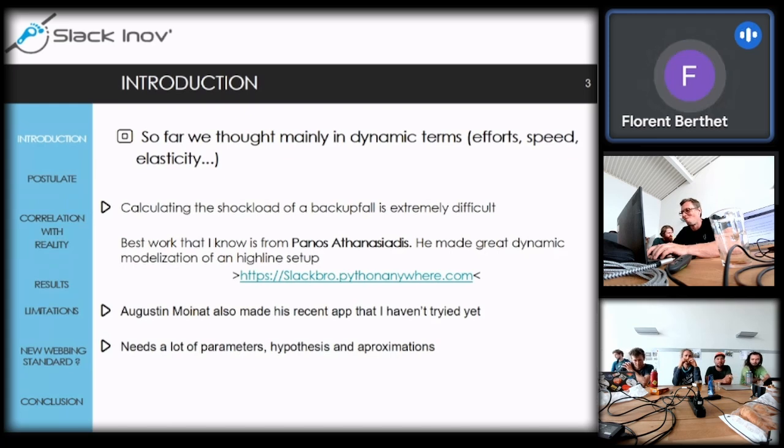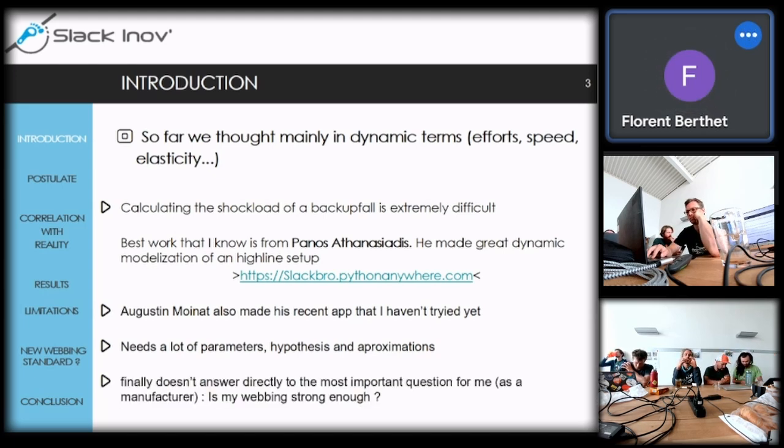But all of those calculations need a lot of parameters, hypotheses, and approximations. For example, the hypothesis that Augustin told about is the shape of the elasticity curve, that is not at all representing the reality. So I wanted to make something easier to calculate, and what I just need to know is: is my setup safe or not? I don't need to know any of the numbers, let's say height of fall, velocity, peak force, or whatever. That I don't need. I just need to know is it safe or not.